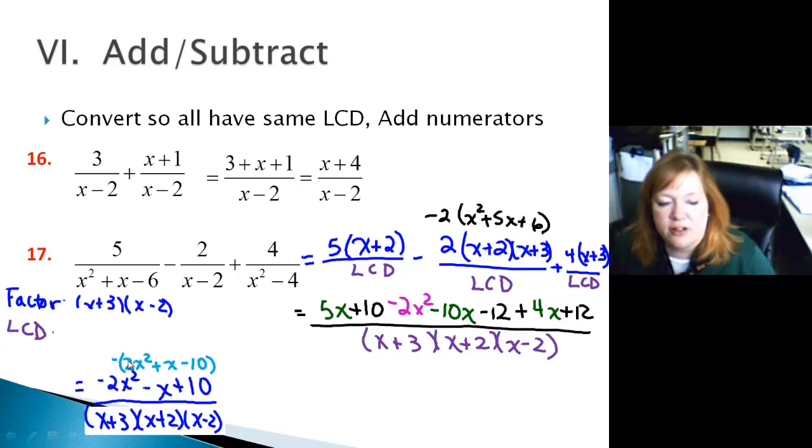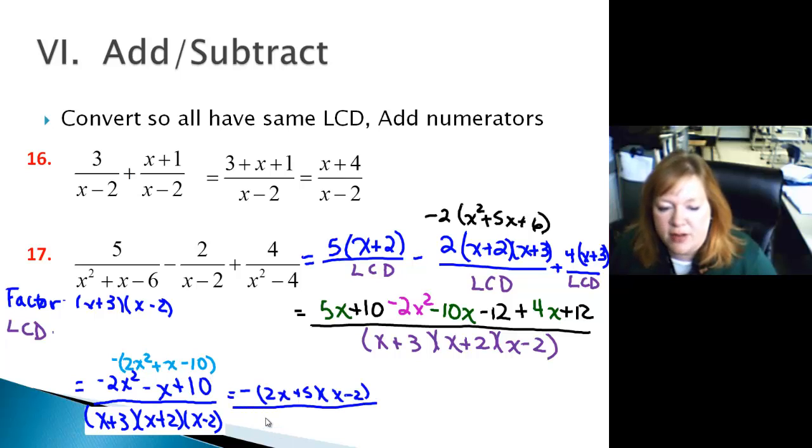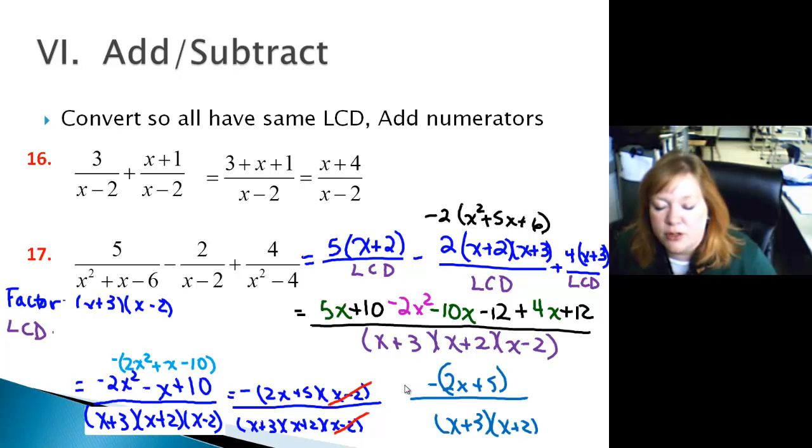Now I factored out a negative 1 there. Don't necessarily have to do that. But we can see if that 2x squared plus x minus 10 factors, are there two factors of 20 that add up to 1 in the middle? 4 and 5. That's what our inner and outer terms have to be. So this would be 2x squared plus x minus 10 factors as 2x plus 5 times x minus 2 over our least common denominator, and we can slash and burn the x minus 2. So there's our final answer.